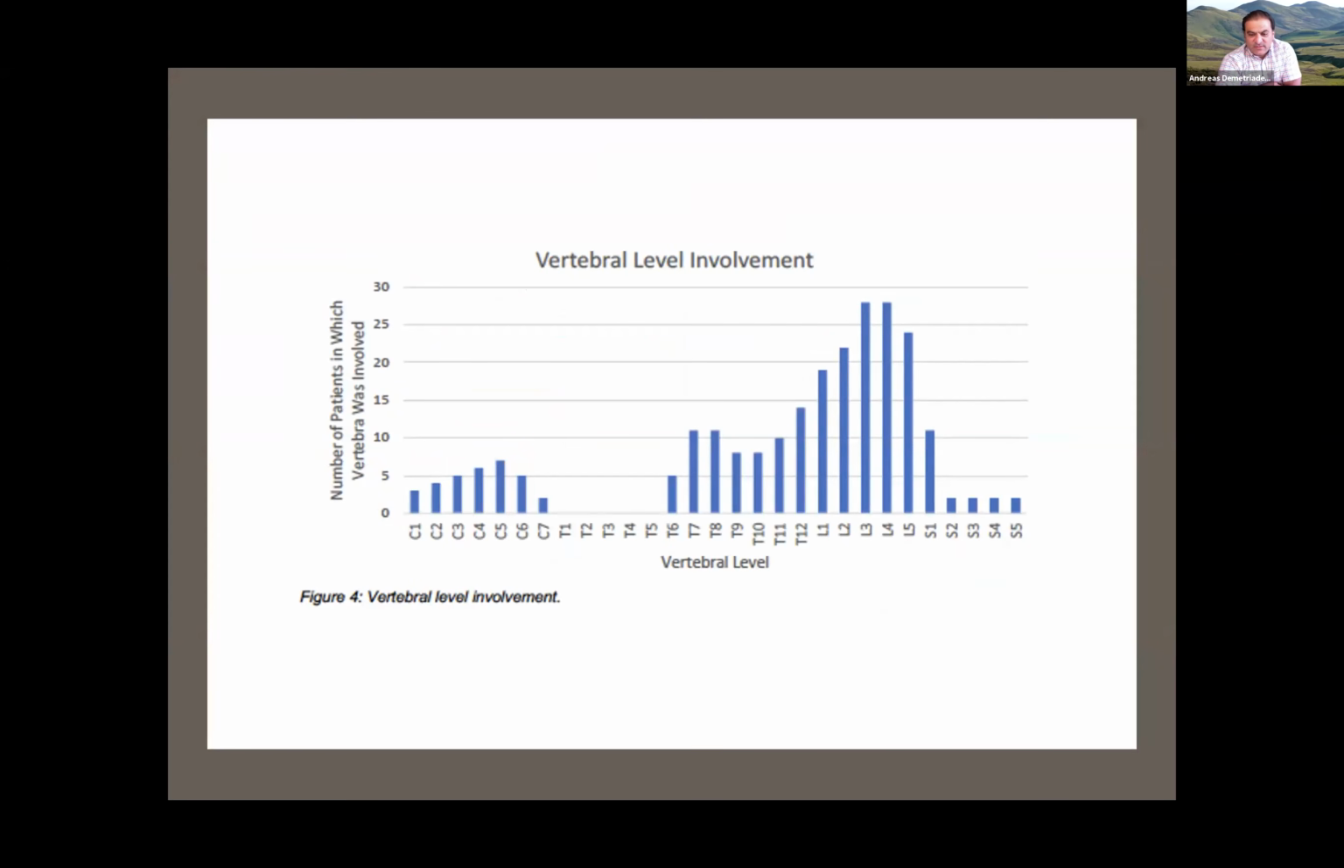Vertebral body involvement, almost everything. I can't explain why T1, 2, 3, 4, 5 were immune, if you like. I don't think there's anything behind that.